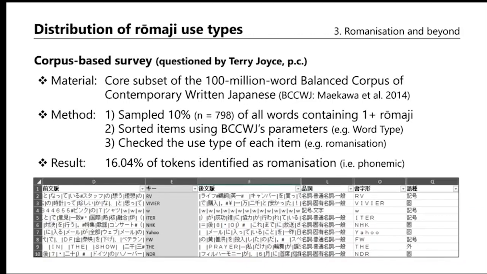16% is not a small number, but I'm not really sure if this figure supports the notion that Rōmaji is phonemic. As I said earlier, this survey has many questionable points. Firstly, the adequacy of the corpus has been questioned. Secondly, the method was not really systematic. So I really need to improve this. But this figure, I think, tells us something about Rōmaji.